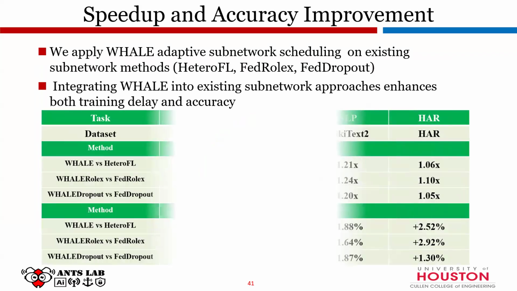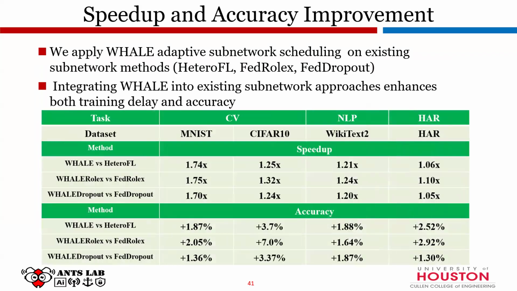Here we can see a chart across the different kinds of tasks from CV, NLP, HAR. We have the methods of Whale versus HydraFL. We have Whale Rolex versus FedRolex. We have Whale dropout versus FedDropout. All of them have significant speedup and also an increase in accuracy.